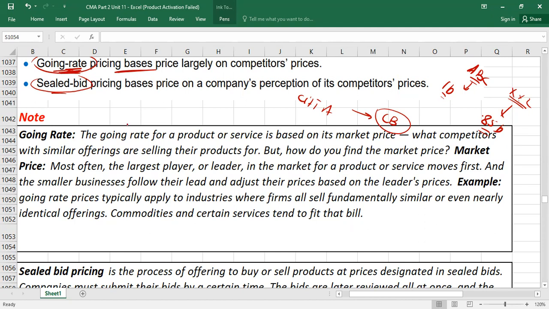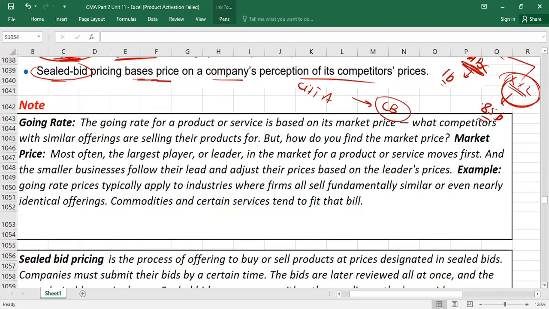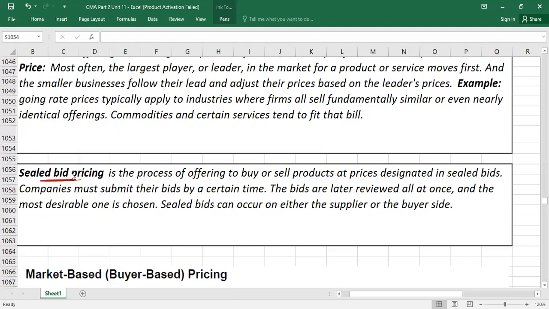So sealed bid pricing bases price on a company's perception of its competitors' prices. Obviously, this is what it means. It means here XYZ company will think about how much ABC has charged, and XYZ will also consider its own cost, like how much cost there is, how much profit they can charge, and what the minimum price should be, and then they will bid for it, right? This is called sealed bid pricing. You can go through it, sealed bid pricing is written also here.